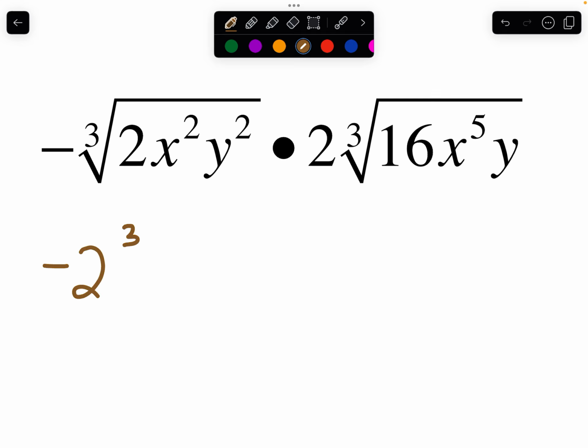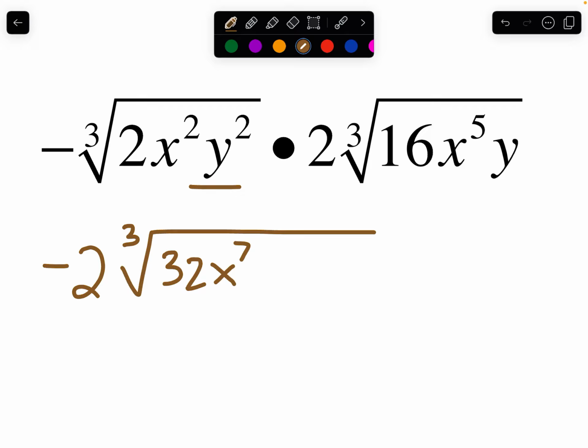Now, inside the cube root, let's see what we have. We've got 2 times 16, which is 32. We've got x squared times x to the 5th. When we multiply those terms together, we add the exponents and get x to the 7th. We've got y squared times y to the 1st. When we multiply those terms together, we add the exponents and we get y cubed. So there, the multiplication part of this has been done, but now it's up to us to simplify what's left over.